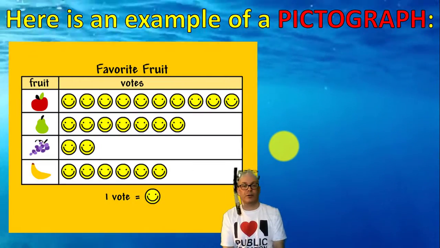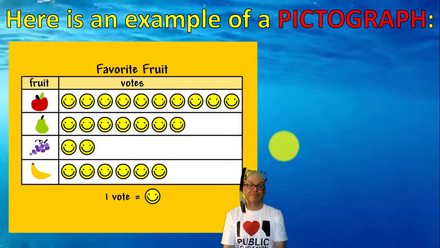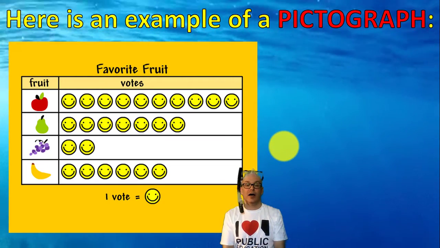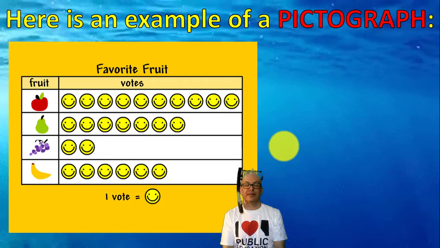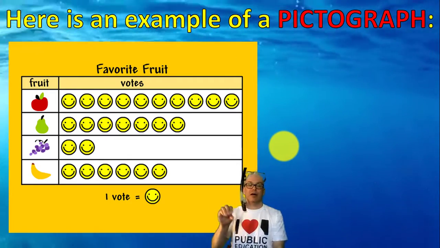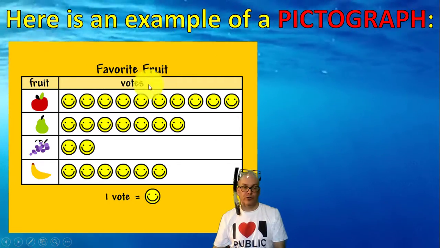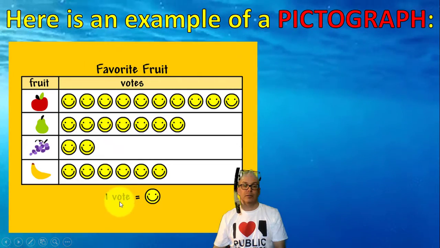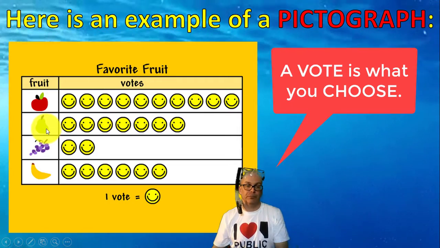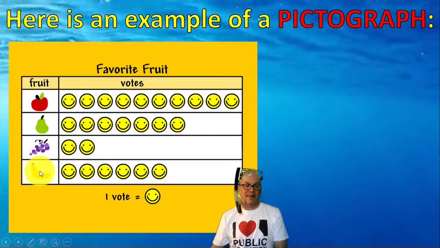Here's an example of a pictograph. What's the title of this pictograph? Yeah, favorite fruit. Along the x-axis, along the bottom, what are they measuring? They're recording votes. How many people choose apples? How many people choose pears? How many people choose grapes? How many people choose bananas?